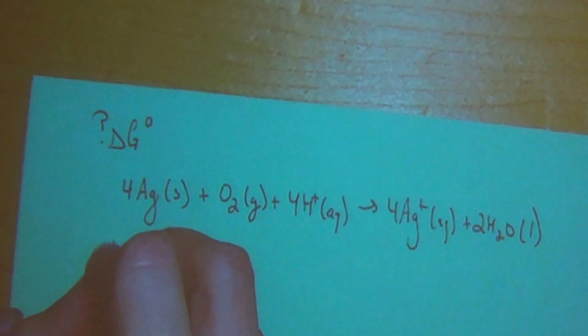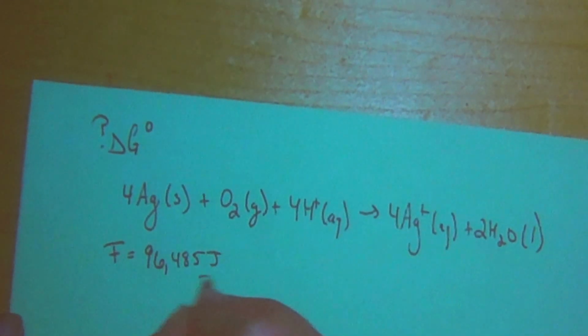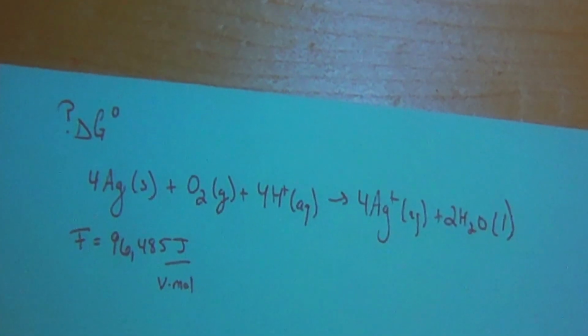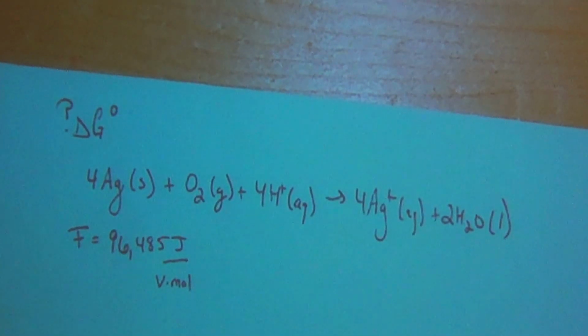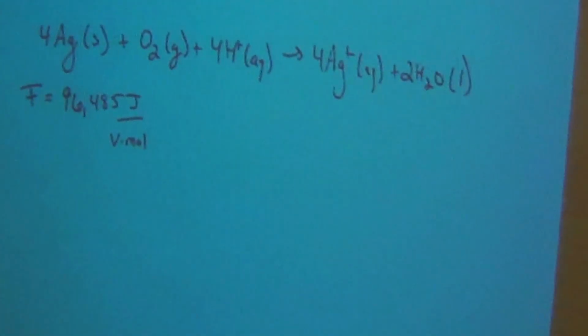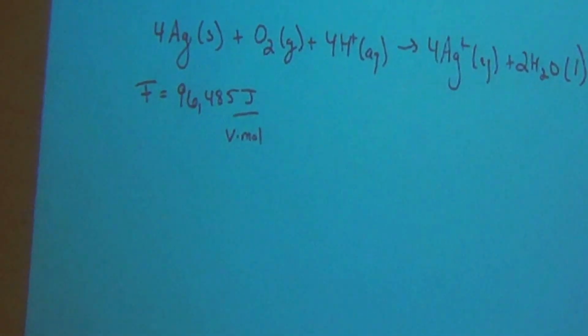So I'll go ahead and write this down, that a Faraday is 96485 joules per mole. And I'll go ahead and put that list back up here. Just make sure that we've got everything. Yep, good. And then try to solve this one on your own.